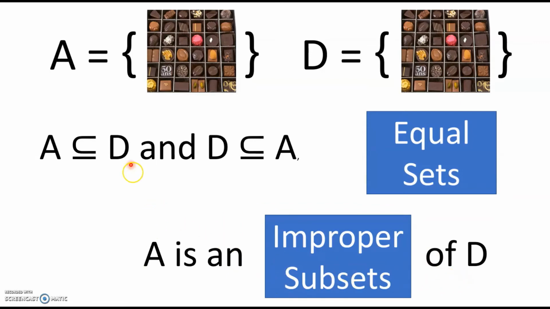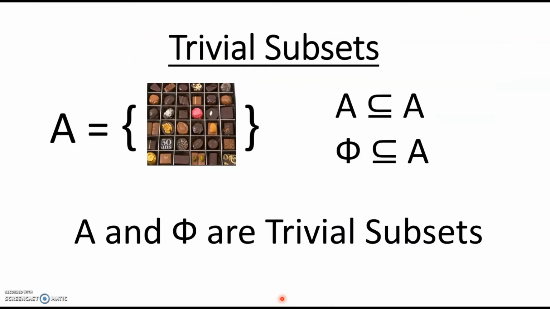Why did he say that? We saw on the last slide that if A has all the elements of D, then it is a subset, but it is not a proper subset. So we can call it an improper subset.